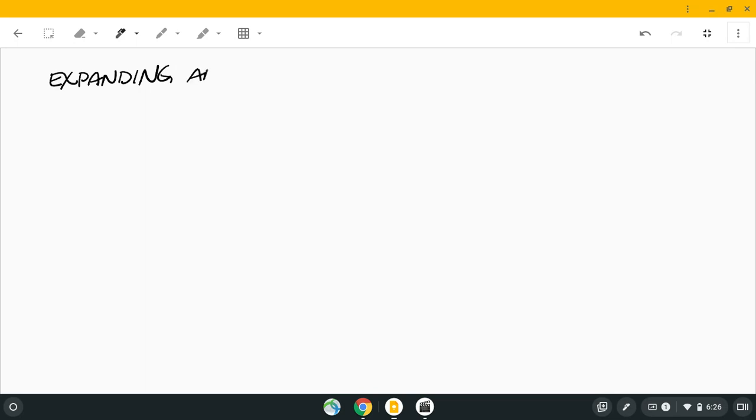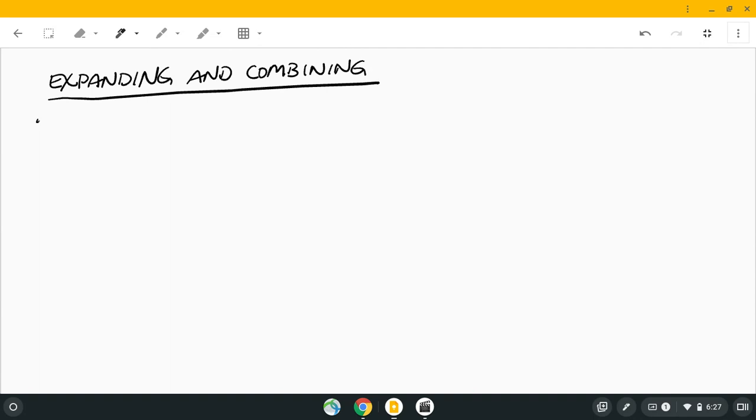And combining. Sometimes you'll see in other books it's called condensing. Okay. Expanding and condensing, expanding and combining. Okay. All right, so let's use the laws to expand each.